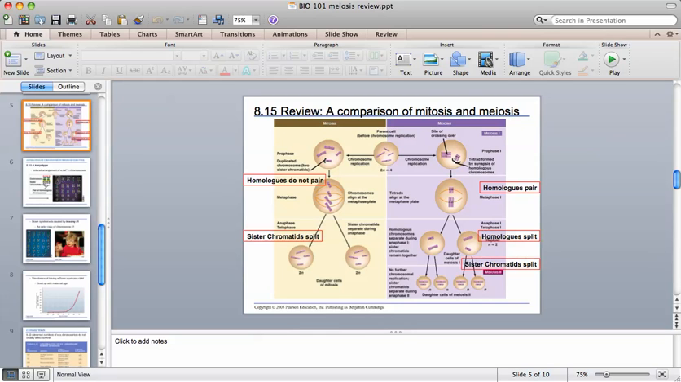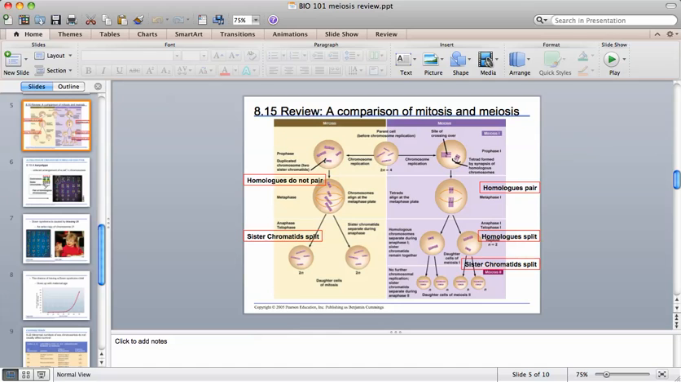So the types of cells we're producing at the end are identical, because we're just trying to replace cells that are damaged perhaps, or just grow and develop, make more of the same type of cell. So you're taking one diploid cell and making two identical diploid cells at the end of the process. That's important. Two diploid cells, identical. For instance, in our cells, we have 46 chromosomes. So we start with a body cell, a somatic cell with 46 chromosomes, and at the end of the process, we'll have two cells, each of them having 46 chromosomes.